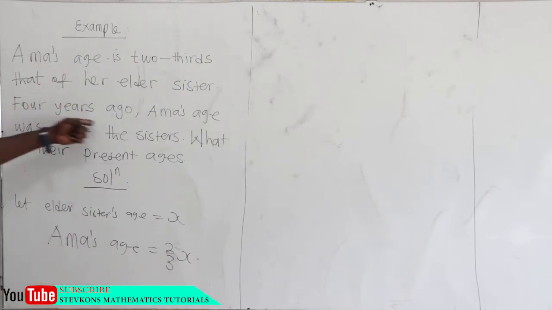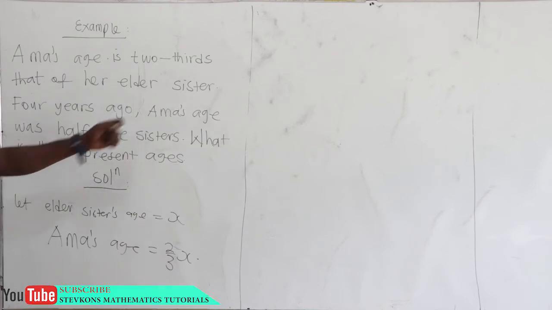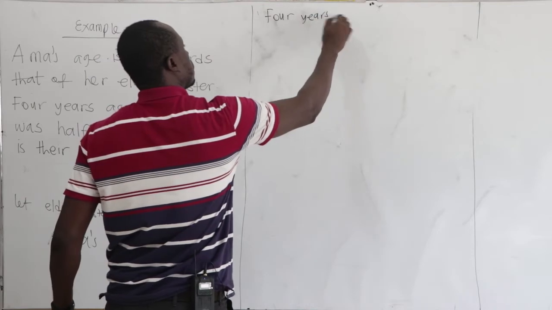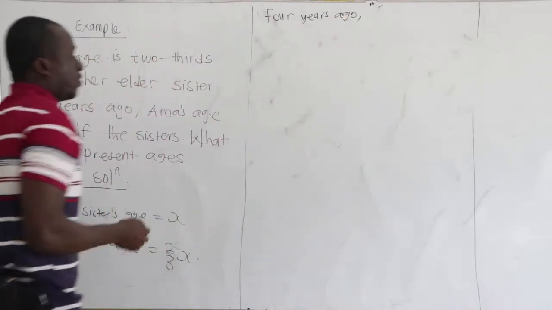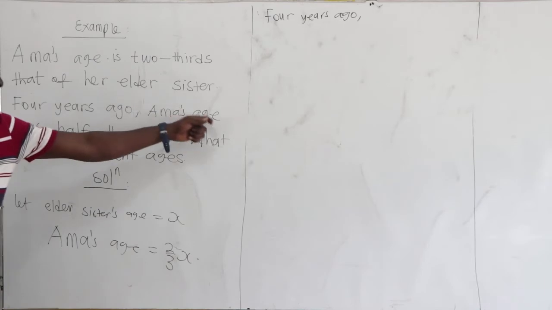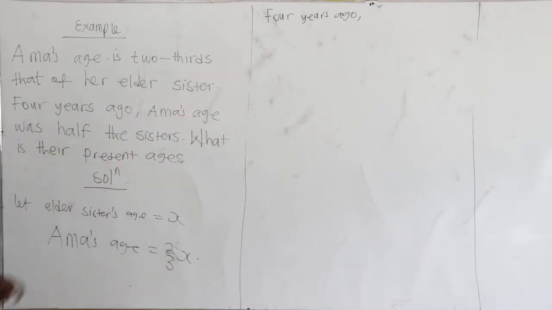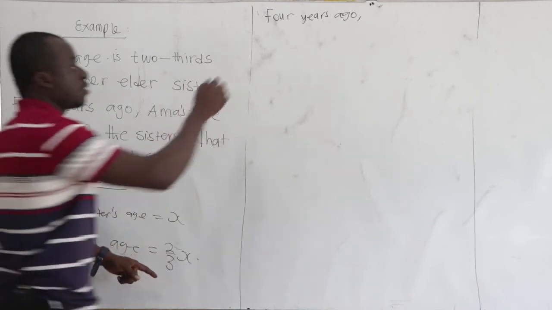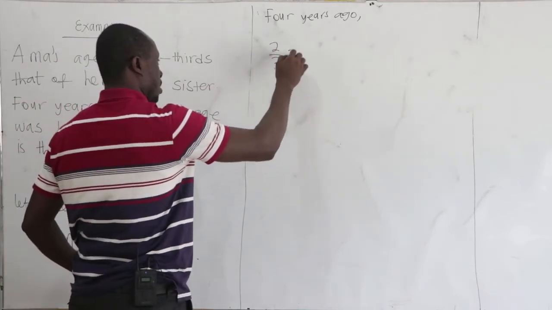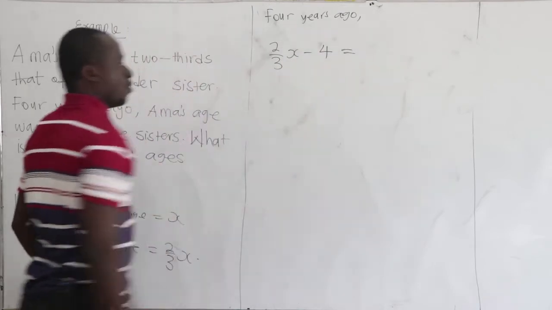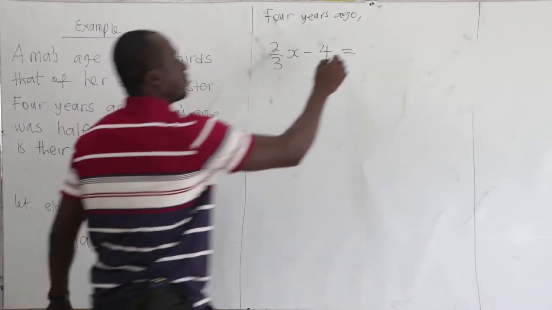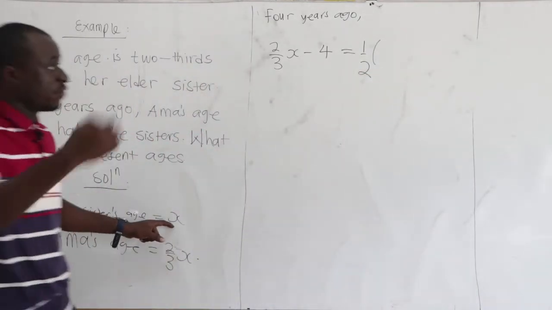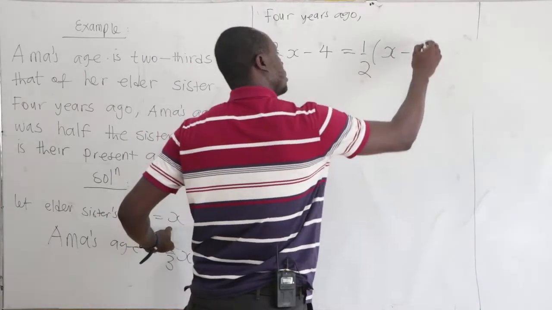Now, let's see, 4 years ago, we are being told that Ahmed's age was half the sister's. So 4 years ago, Ahmed's age, what is Ahmed's age? So 4 years ago, Ahmed's age was 2 over 3x minus 4. That is equal to half the sister's. What's the sister's age? The sister's age is x. So 4 years ago, that was x minus 4.